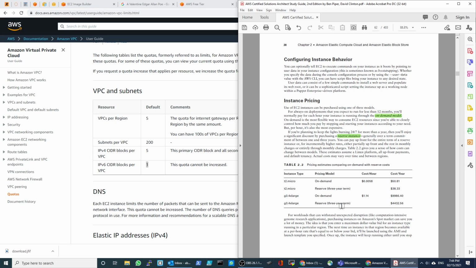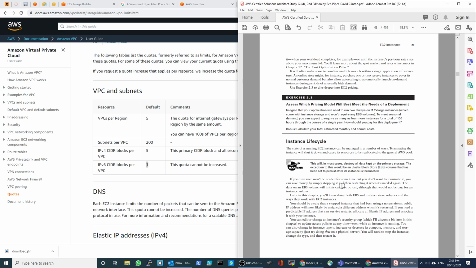Look at this server here. On demand is like $10,000, but if it's reserved, it's like $4,000. So if you have to have a server for 3 years, why would you do on demand? When you do the reservation, the cost will be lower. So you have to take a look at that.